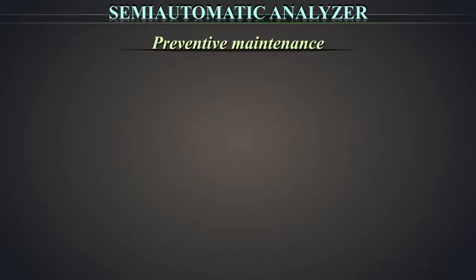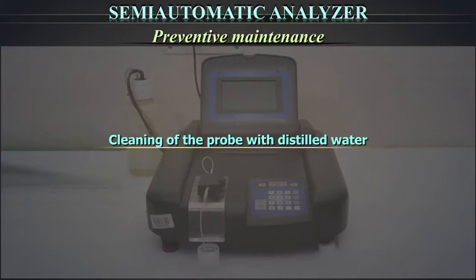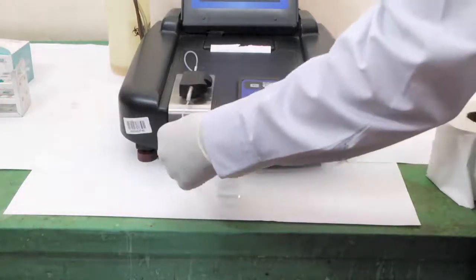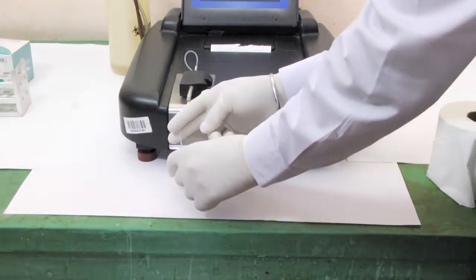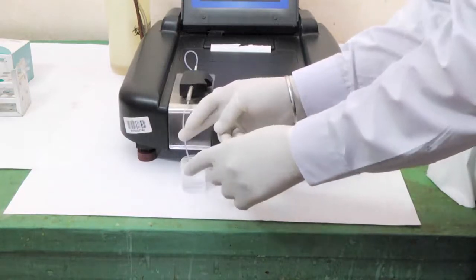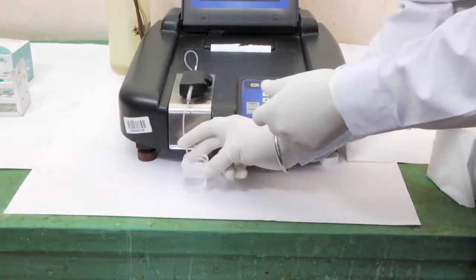Preventive maintenance. Before beginning the day's work, please follow the manufacturer's instructions for startup and maintenance of your equipment. In this equipment, these are as follows. Cleaning of the probe with distilled water. Clean the outside of the probe gently with tissue paper and then with distilled water to dislodge any debris that might have collected inside. Be careful to clean the probe gently, avoiding any bends in the orientation of the probe.